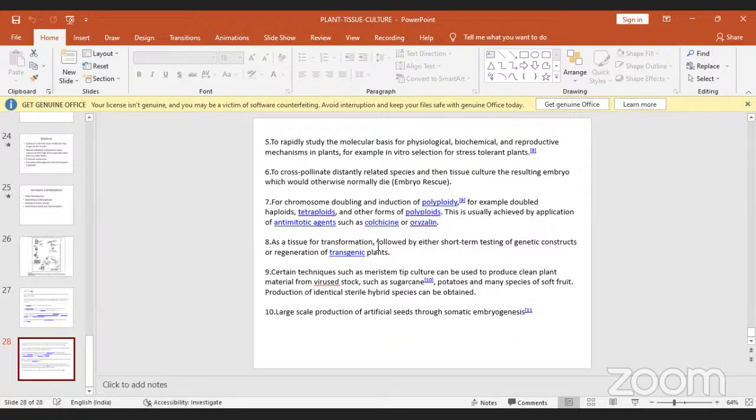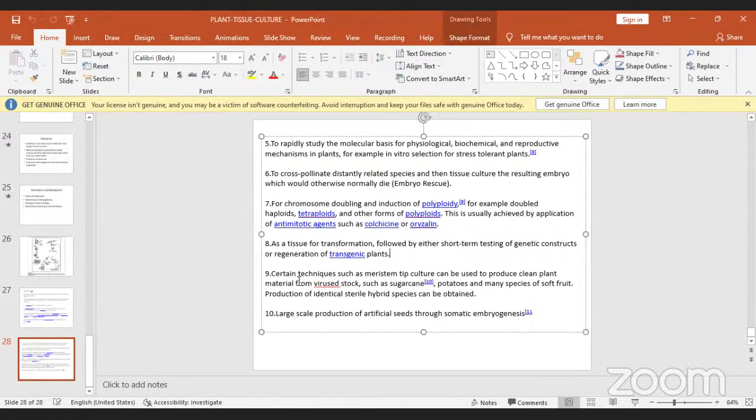Tissue is also used for transformation, followed by either short-term testing of genetic constructs or regeneration of transgenic plants. Certain techniques such as meristem culture can be used to produce clean plant material from virus stock, such as sugarcane, potatoes, and many soft fruit species. Identical sterile hybrid species can be obtained, and large scale production of artificial seeds through somatic embryogenesis.